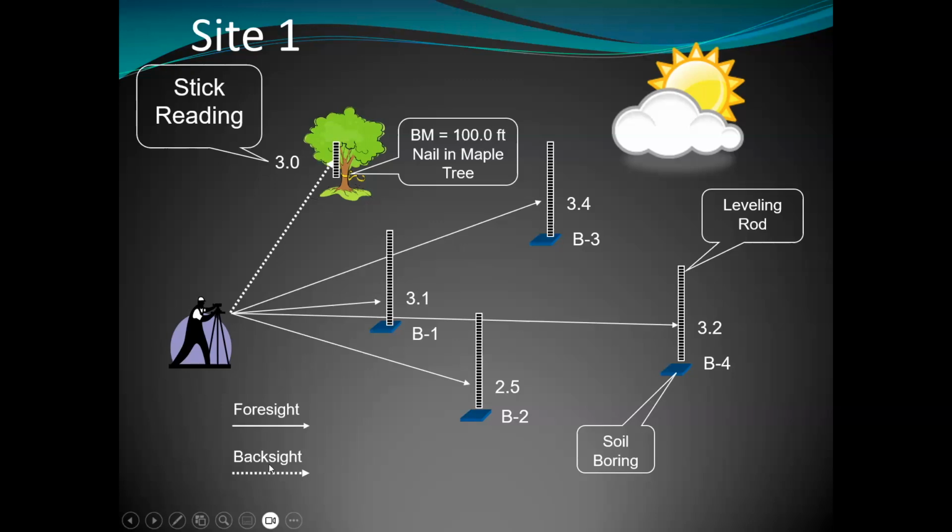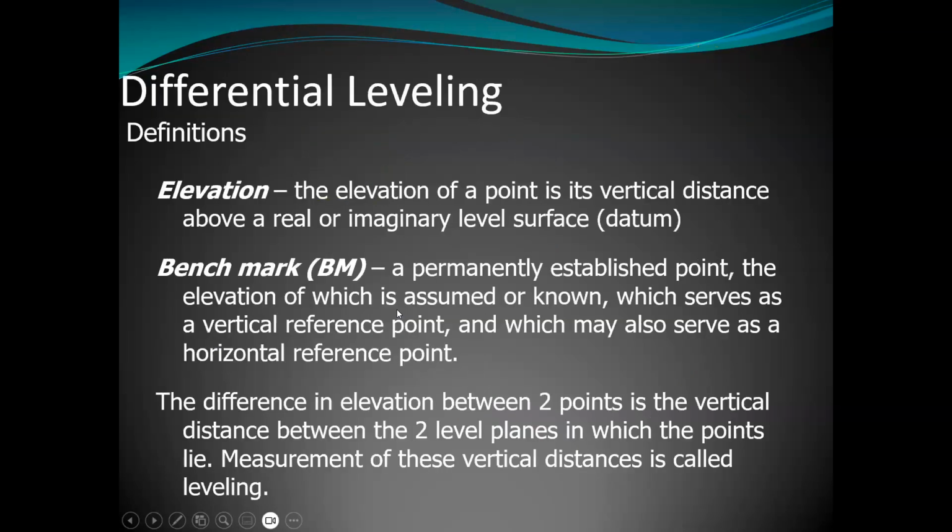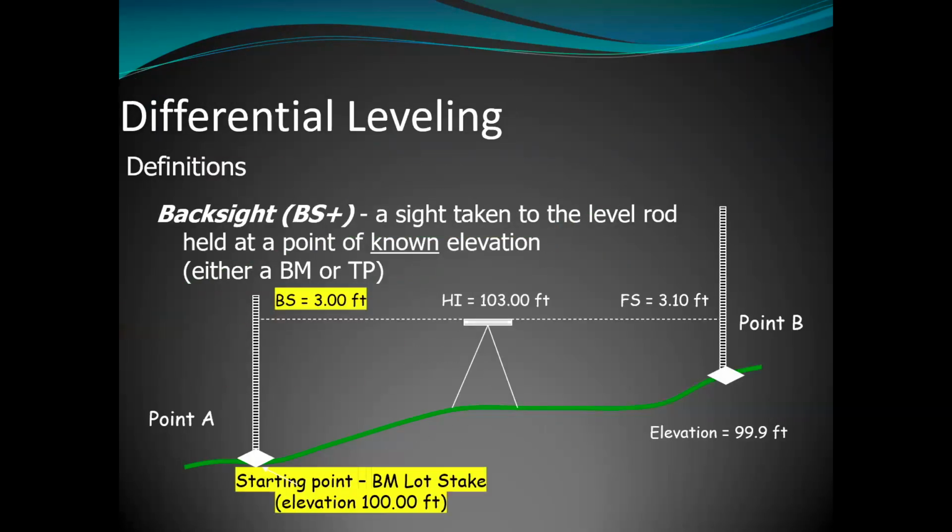So with benchmarks, backsights we add, and foresights are forward to a location, an unknown, and we subtract off of that. So for instance here, and we'll have a table that'll make more sense, if the benchmark's at 100 and I'm reading 3 foot, my instrument's at 103. If I'm reading forward here to 3.1, this elevation is 3.1 below 103, which is my height of instrument. So it's actually 99.9. And we'll show some of that here.